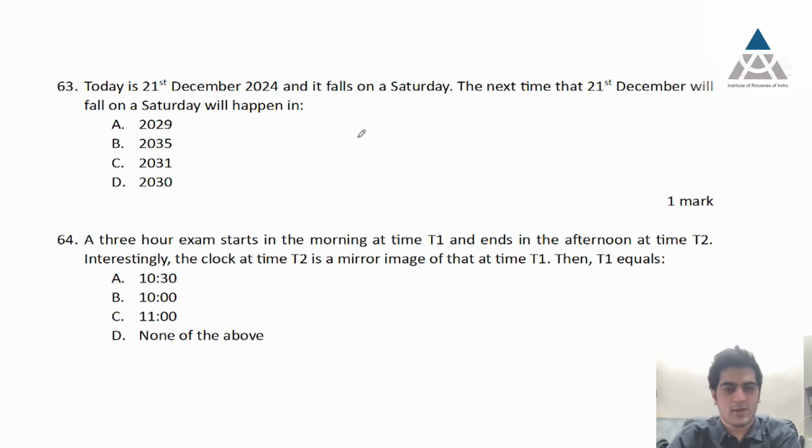So if no issues here, we move to the next one. It says question 64, a 3-hour exam starts in the morning at time T1 and ends in the afternoon at time T2. Interestingly, the clock at time T2 is a mirror image of that at time T1. Then T1 equals what? So instead of trying to figure out a lot of numbers, let's just look at the options that they have given.